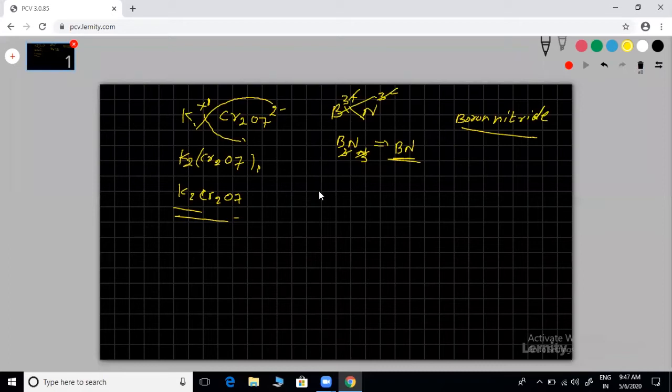For example, sodium sulfate: Na plus and SO4 2 minus. To neutralize 2 minus, how many Na plus are required? Because this is one only, I need 2. That's the reason I am writing Na2SO4. Our target is always neutral, just neutral. This is plus 1 and this is 2 minus. How can they cancel each other? This is 2 minus, so I need 2 plus. That's why I'm taking 2 sodium. Clear?